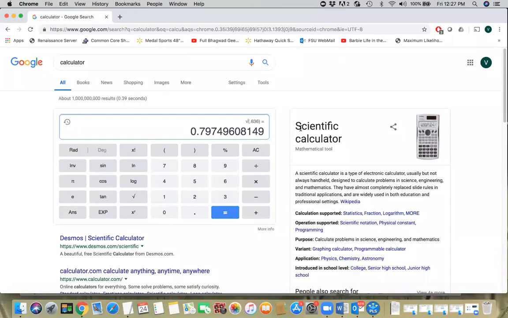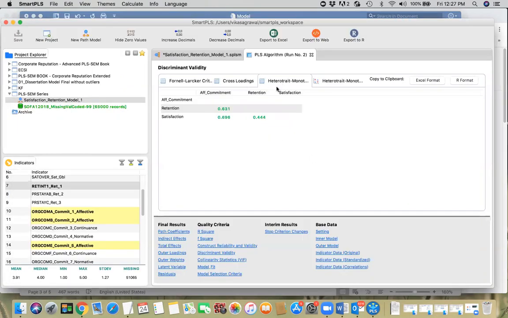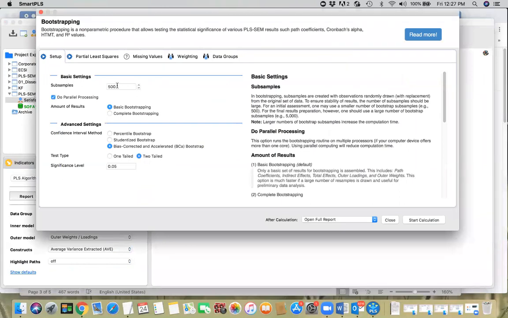Okay, so we have established what we call discriminant validity, but we also need to see the bootstrapping confidence interval for HTMT, and for that we need to run the bootstrap. So I'm going to click on calculate, click on bootstrapping, and let's do a smaller one for quick results. In reality, you should be doing 5,000 runs, but I'm only doing 200 subsamples here.